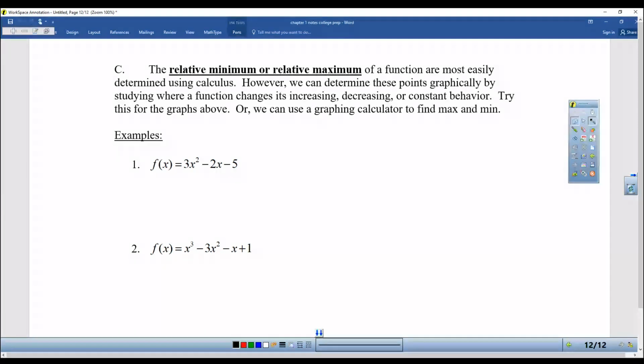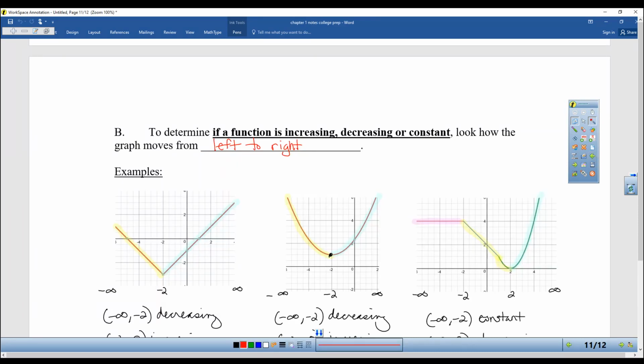The relative minimum or relative maximum of a function are most easily determined using calculus. However, we can determine these points graphically by studying where a function changes its increasing, decreasing, or constant behavior. Try this for the graphs above. So we're actually going to go back. So we call this point a minimum. This point is a minimum. This point is not a maximum or a minimum because it's maximum throughout this entire section. But this point down here is definitely a minimum.